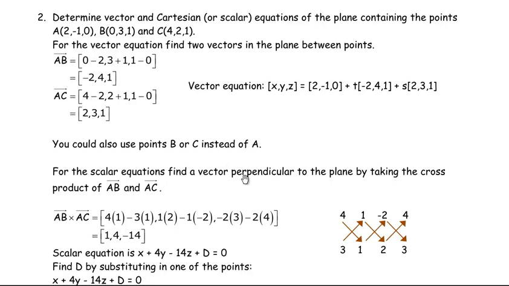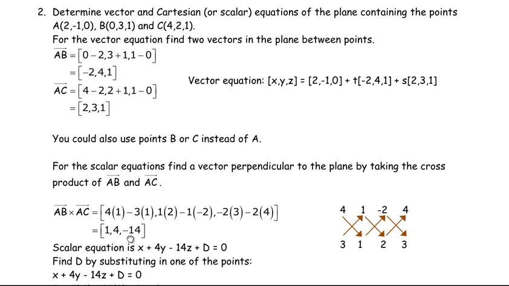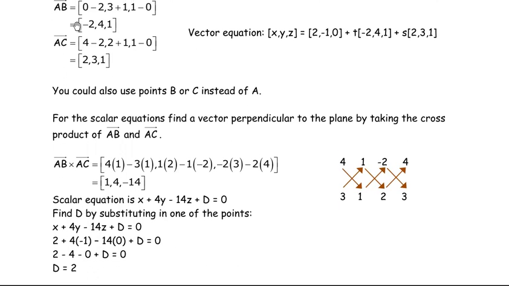Now, to get the scalar equations or Cartesian equations, you need a vector perpendicular to the plane. So we'll find that by taking the cross product of AB and AC, or AB and if you did BC, for example. The only difference you might find if you did BC, for example, instead of AC, is you'll get a shorter or longer multiple of this. It still has to be parallel to this normal vector I'm going to find. So this is how, and there's different ways to find cross product, this is how I do it.